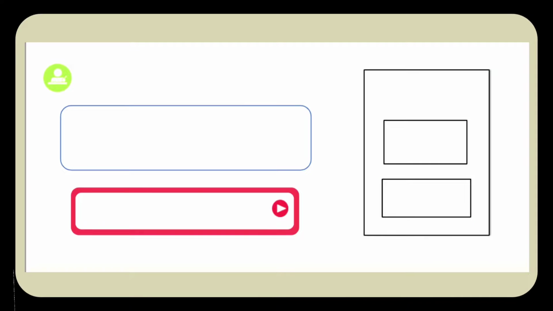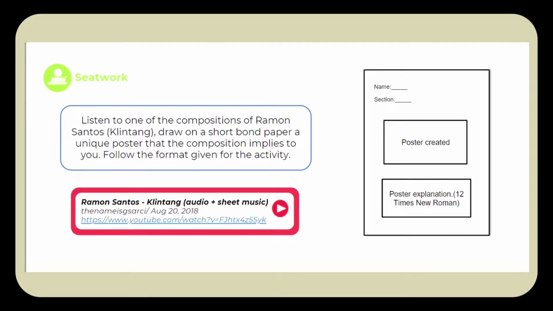Hi musicians, listen to one of the compositions of Ramon Santos, Clintang. Draw on a short bond paper a unique poster that the composition implies to you. Follow the format given for the activity.